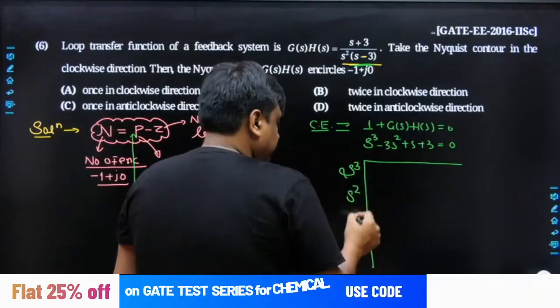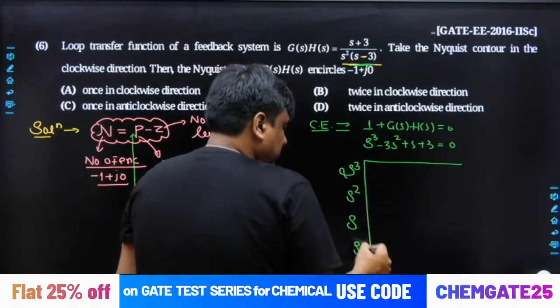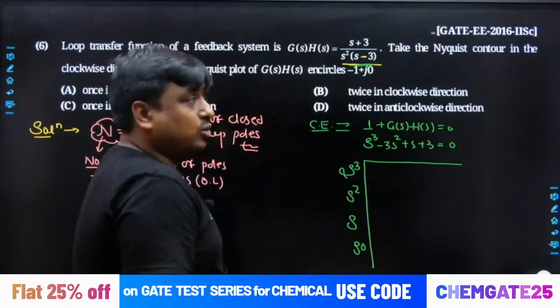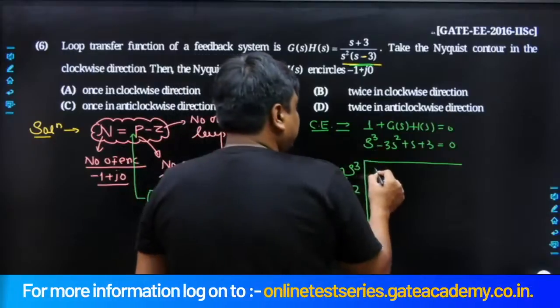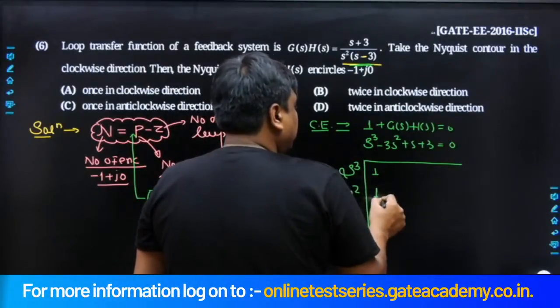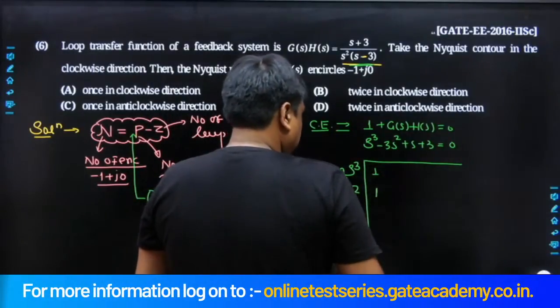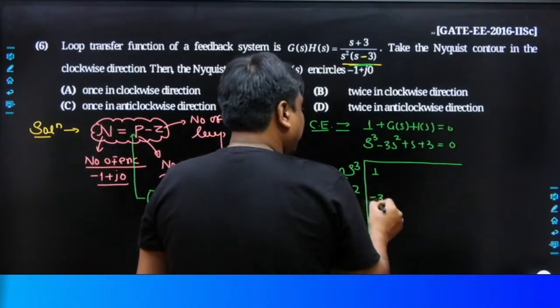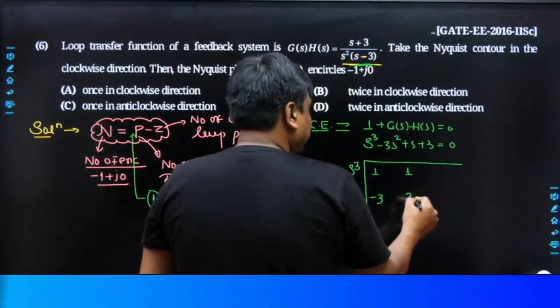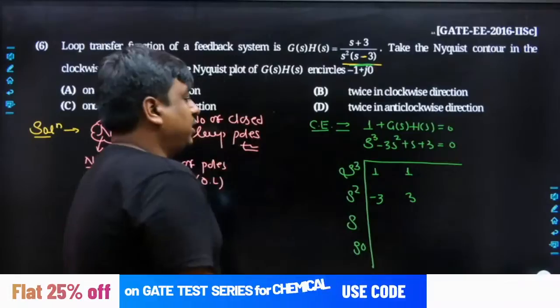Let me create the Routh-Hurwitz table. So what are the factors we are going to have here? It's going to be 1, here minus 3, here minus 3, here 1, and here plus 3. Plus 3. Agreeing, sir?